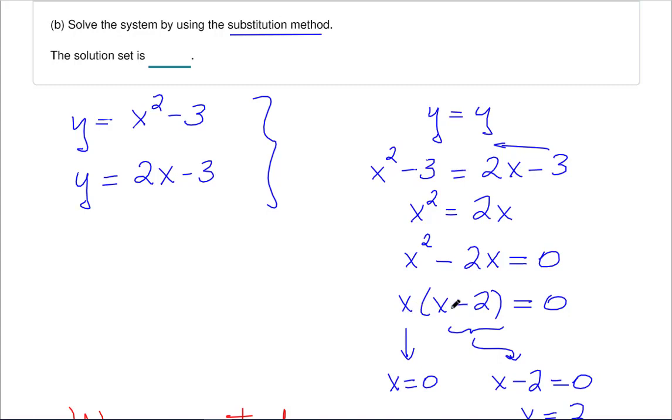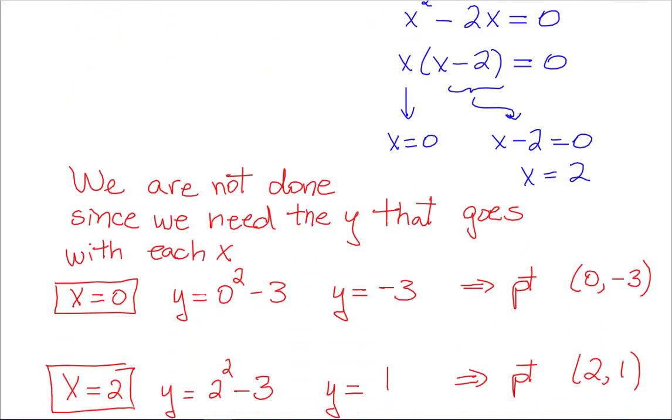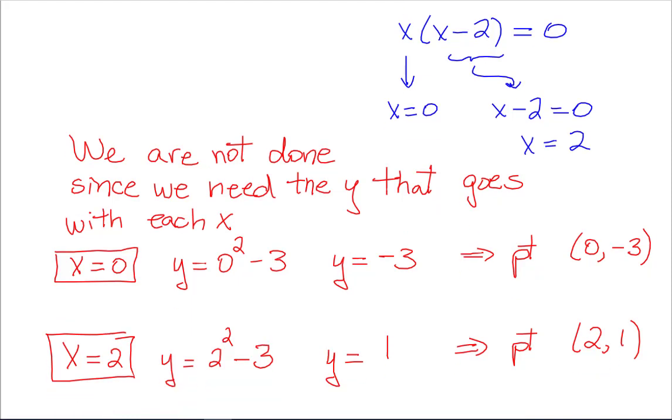I take out the common x, and I get x times x minus 2. And so now if I set each one of these to 0, I get x is 0 and x is 2. Now we're not done because I need to figure out the y that goes with each one of those x's. All right, well, let's see how to do that.